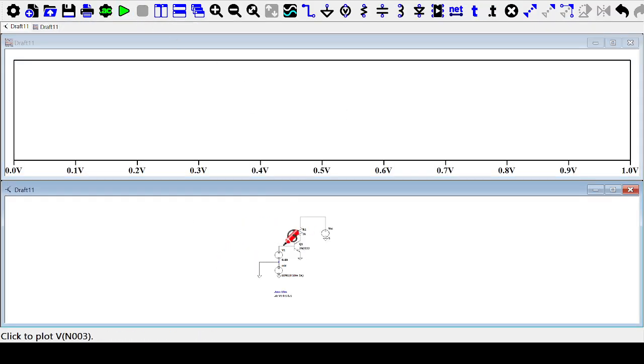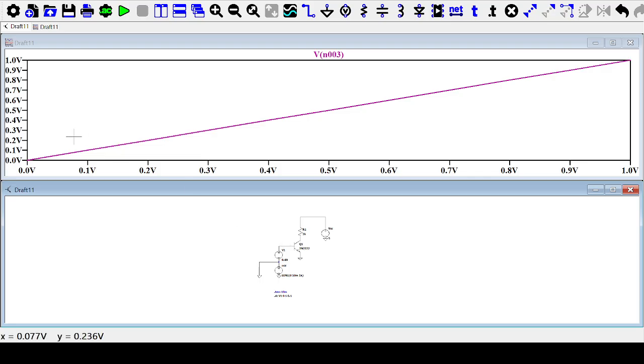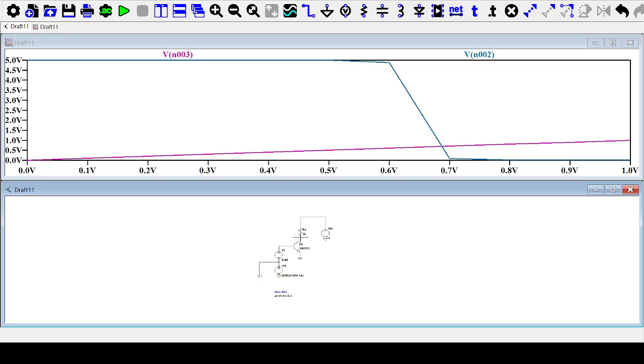Okay, the input is just a sweep, so we start from 0 and keep on increasing by 0.1 up to 1.0. Now let me add the output so we can study the two.